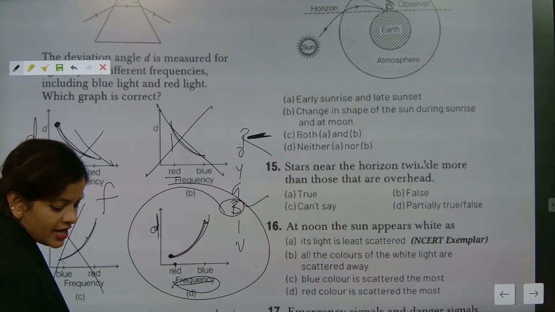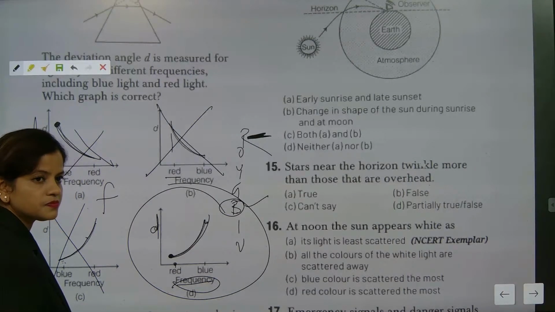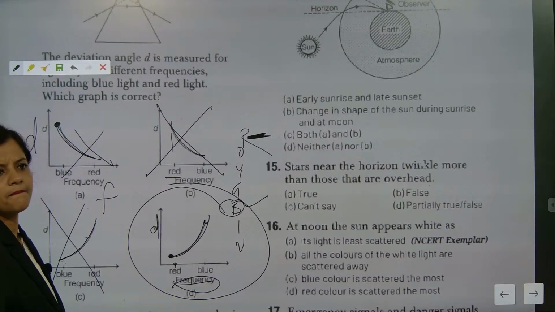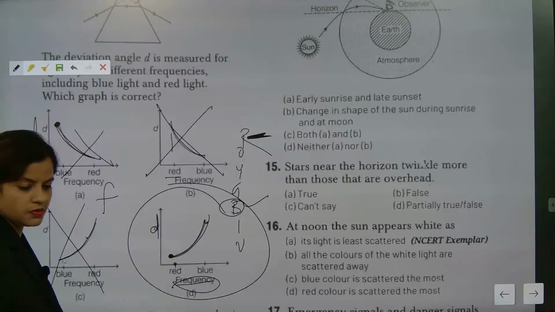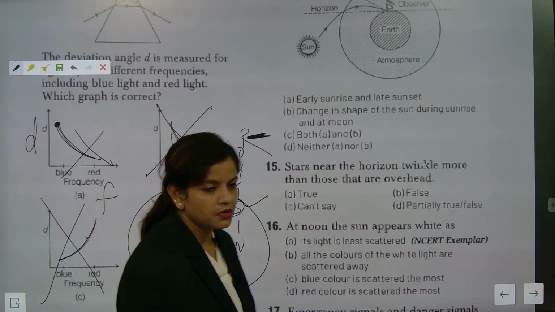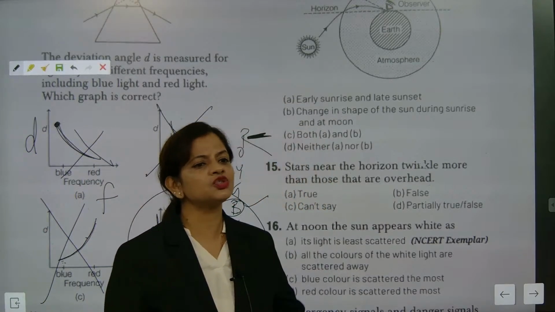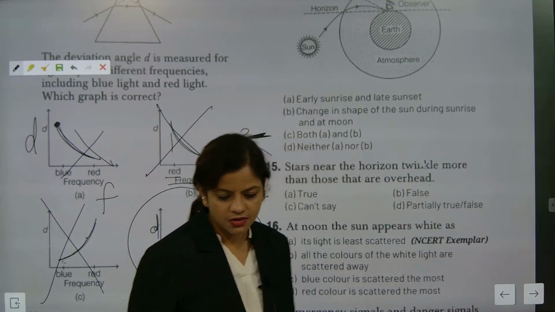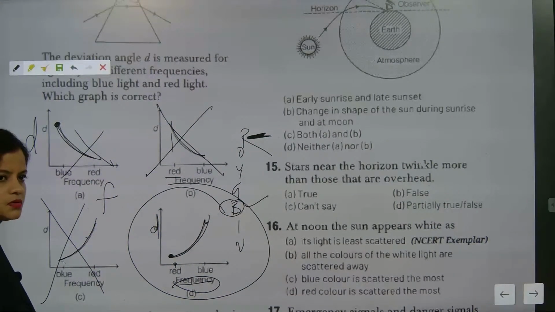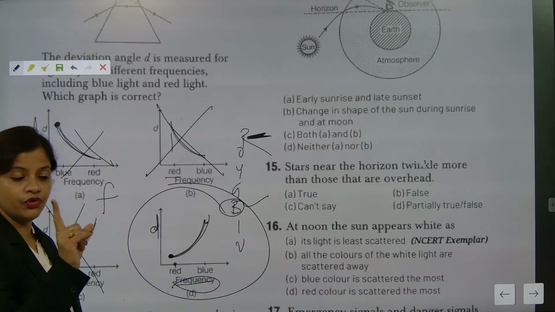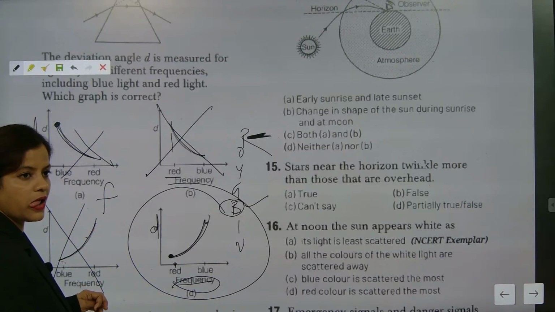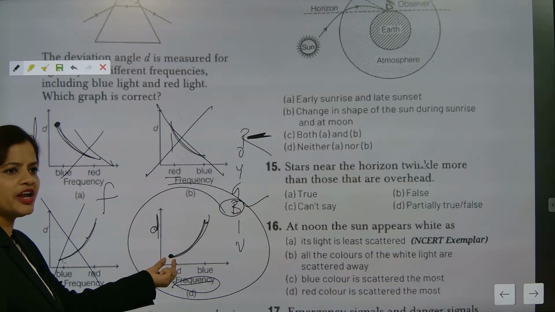You people are now making me very tensed. Ma'am, deviation is more in red? Deviation is least, wavelength is most, speed is maximum. So only if deviation is less, it moves fast. Everyone do it very carefully. And frequency will be less for red. Yes, frequency will be less for red.